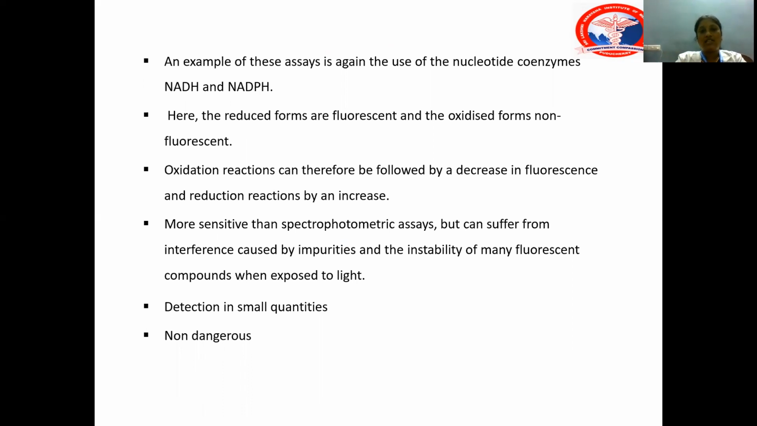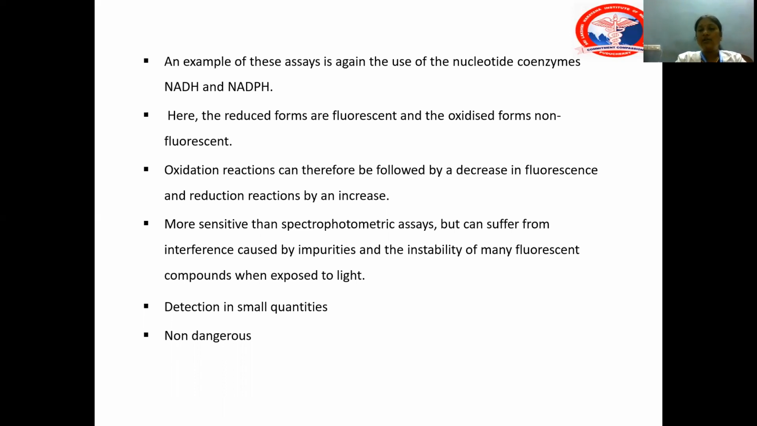An example of these assays is the use of the nucleotide coenzymes NADH and NADPH. Here the reduced forms are fluorescent, whereas the oxidized forms are non-fluorescent. So oxidation reactions can be followed by a decrease in fluorescence, and reduction reactions will be followed by an increase. This fluorescent detection is more sensitive than spectrophotometric assay, but it can suffer from interference caused by impurities, which also fluoresce and interfere with the fluorescence of the substrate.